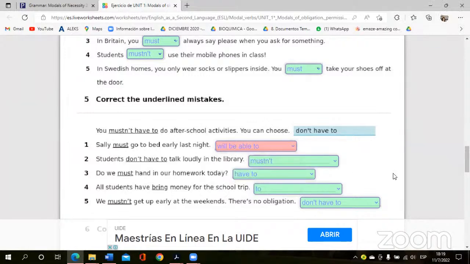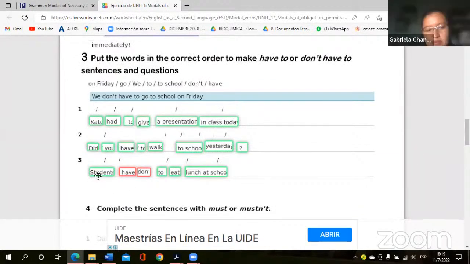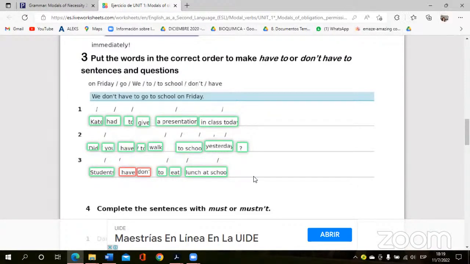So now let's go to the other. What is the mistake here in question 3? Students don't have to eat lunch at the school. Yes, right? So the order, first don't and after have, but it was great.